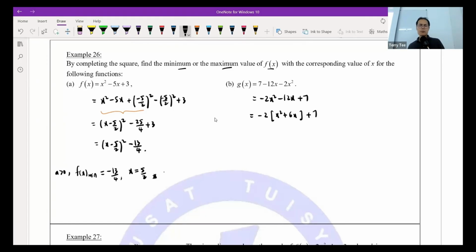I know some people say, Terry, what if I factorize the 7? I take out negative 2 and write x squared plus 6x minus 7 over 2. Can, you can. I just don't want to do extra work because I feel it's a bit longer with the fraction.